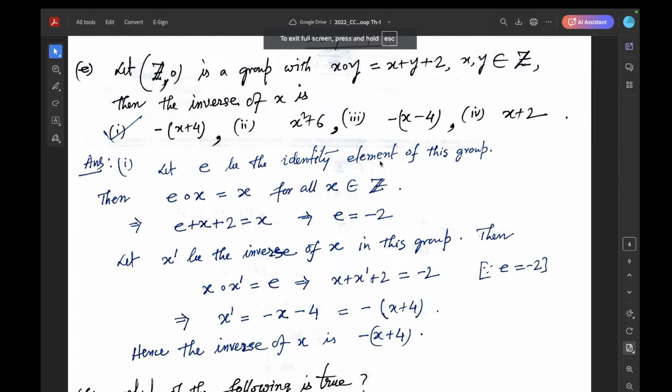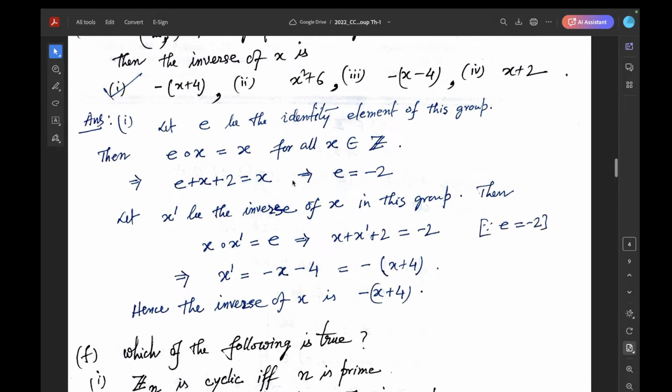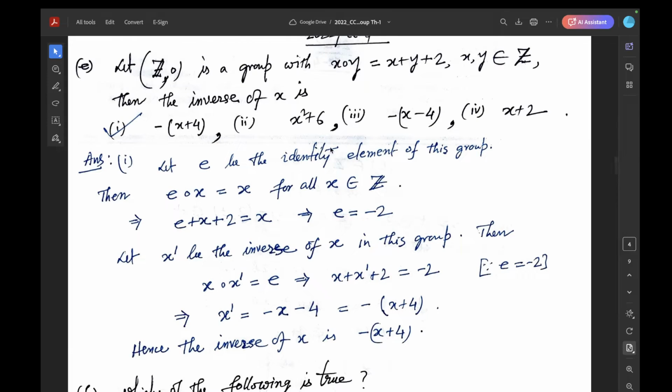Let E be the identity element of this group. Then E ∘ x = x for all x belongs to Z. So by this definition, E ∘ x = E + x + 2, because x ∘ y = x + y + 2. So E + x + 2 = x, so E = -2 by cancellation properties. So the identity element is E = -2.